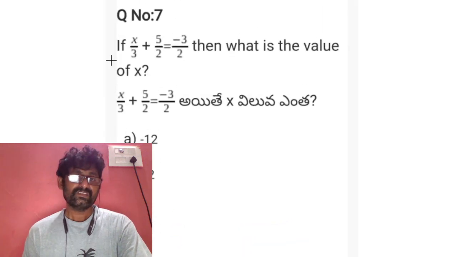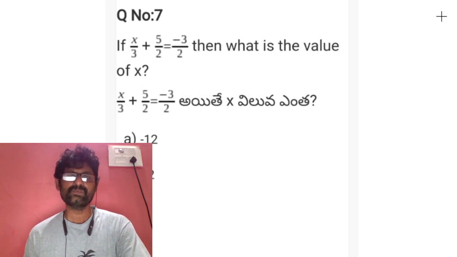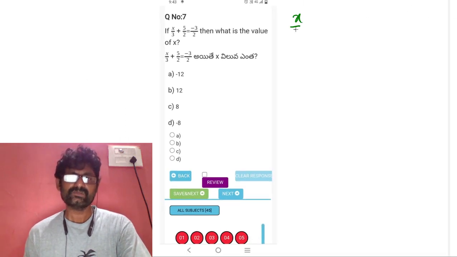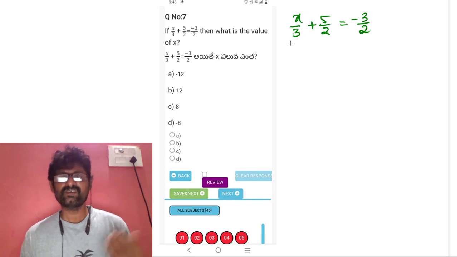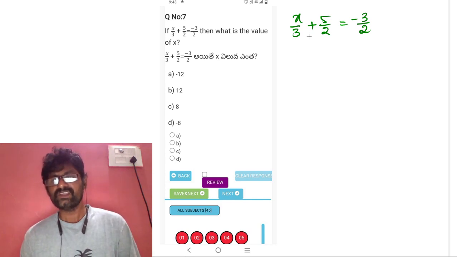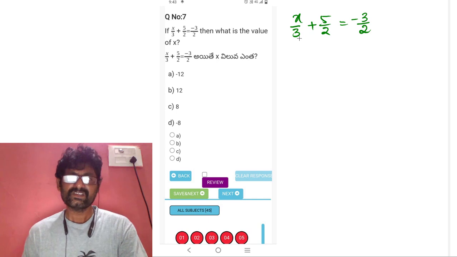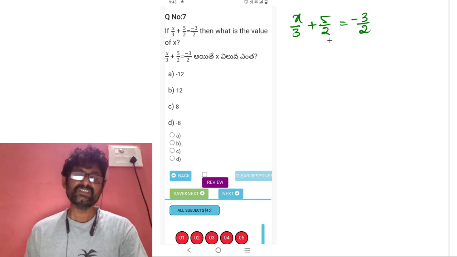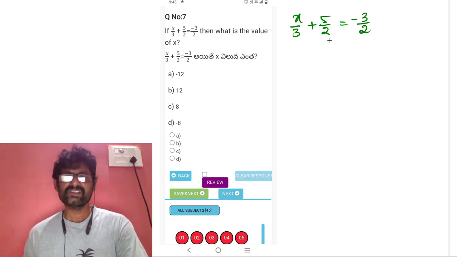Seventh problem. If x by 3 plus 5 by 2 equal to negative 3 by 2, then what is the value of x? So we need to solve this simple linear equation. x by 3 plus 5 by 2 equal to negative 3 by 2. To solve this equation, first let us get rid of these denominators. 3, 2, 2 we have as denominators. The LCM of 3 and 2 is 6. So multiply each term by 6.